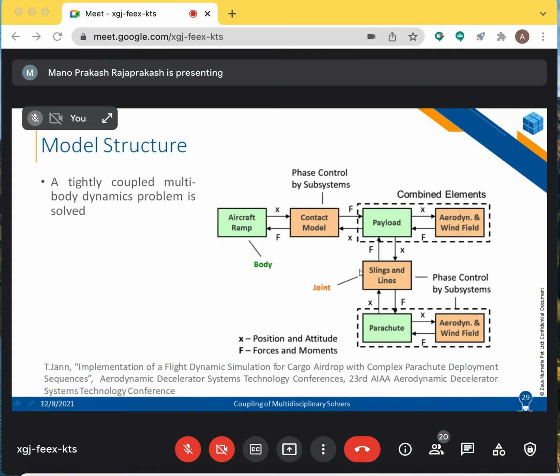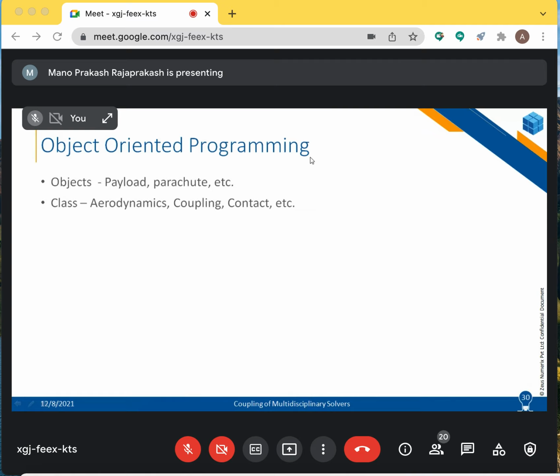So when you have such a complex system to model, object-oriented programming will be very handy. When we say object-oriented programming, you can have multiple objects. Here, I can have a payload, a parachute, and if I wish to model the dynamics of the aircraft, I can also model the aircraft here. I can have any number of objects, any number of payloads, and each payload having its own set of parachutes. So it's not just a simple problem. It can become very complex.